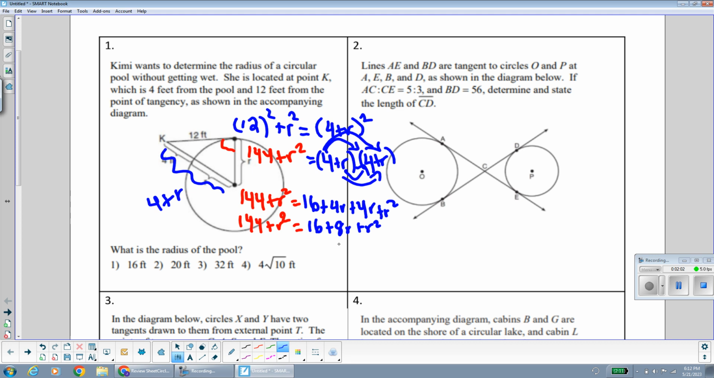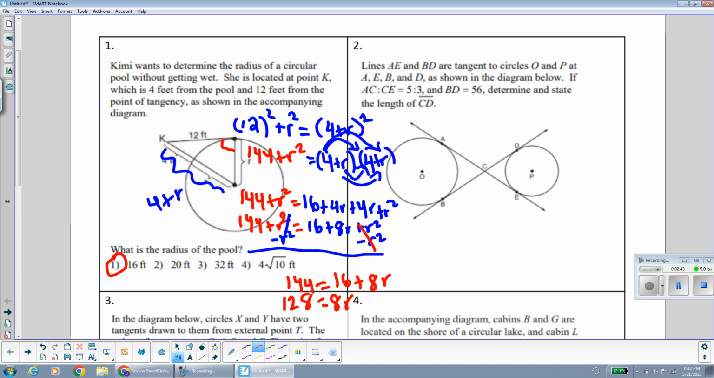Luckily, if I subtract r squared from both sides, it cancels out. So what I have is 144 is equal to 16 plus 8r. Now all I have to do is subtract 16 from both sides and then divide by 8 to get the r by itself. So 144 minus 16 is 128. So I have 128 is equal to 8r. And then from here, I'm just going to divide by 8. And I got that r is equal to 16.